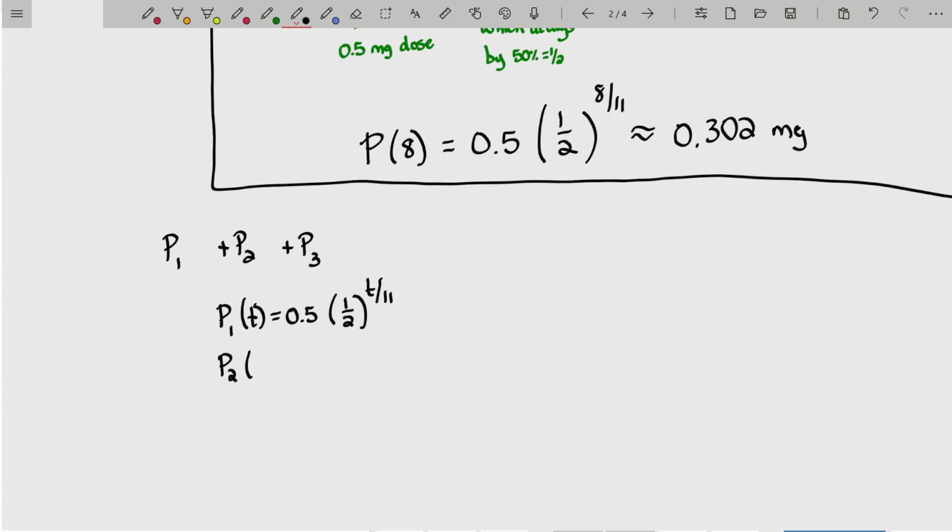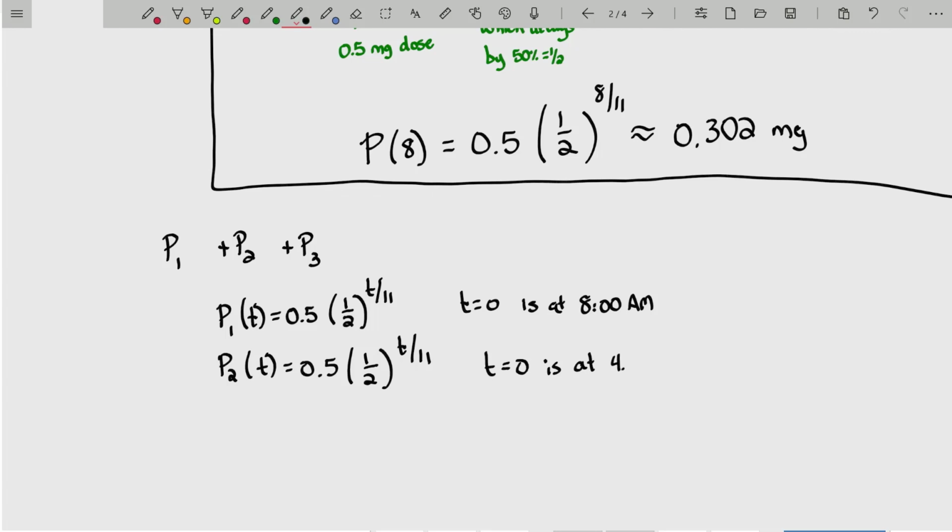So there are 2 ways to do this. Probably the easiest way, I think, for most students is to do this. It's the same function, but time 0 is, let's say their first pill was taken at 8 a.m. So then time 0 for the second function is at 8 hours past that, so 4 p.m. All right, so this is just to get this idea going.